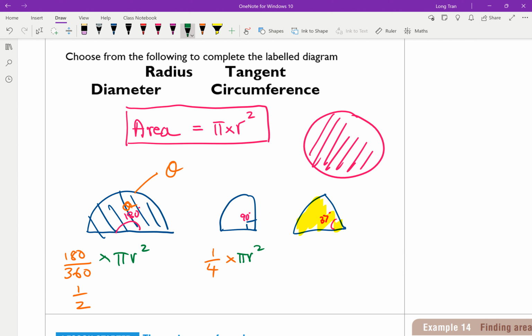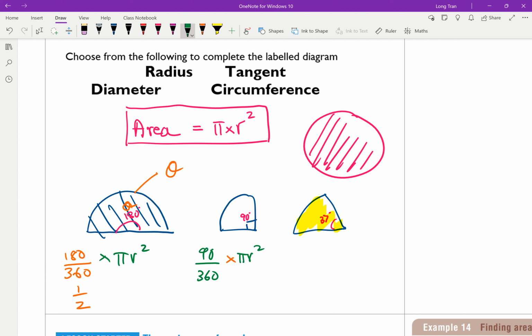Where'd the quarter come from? 90 out of? Correct. So now if you see the pattern and you understand the logic of where you've come from, you now know this is 90 out of 360. That's where you got your quarter from. 90 is a quarter of 360.